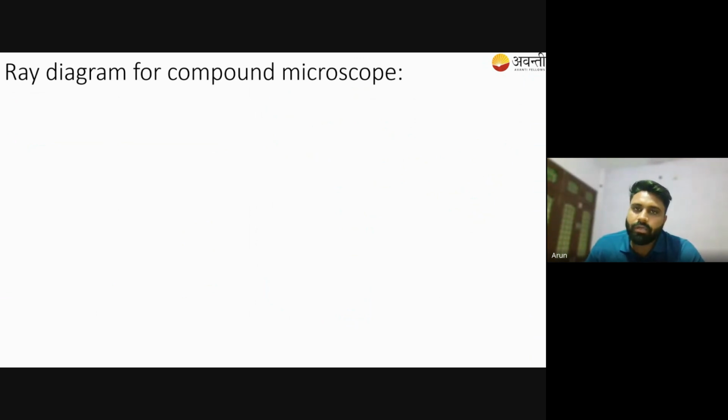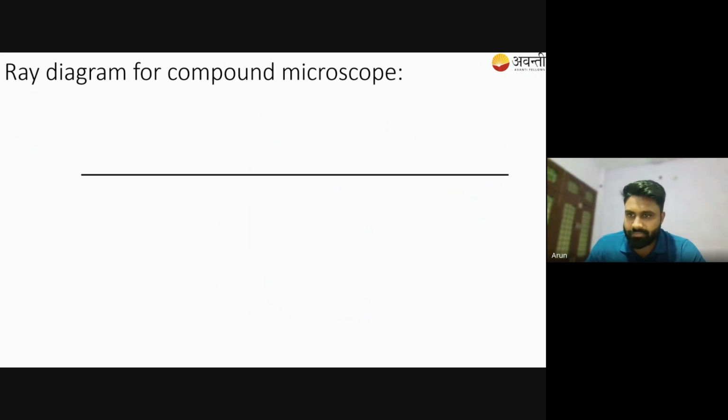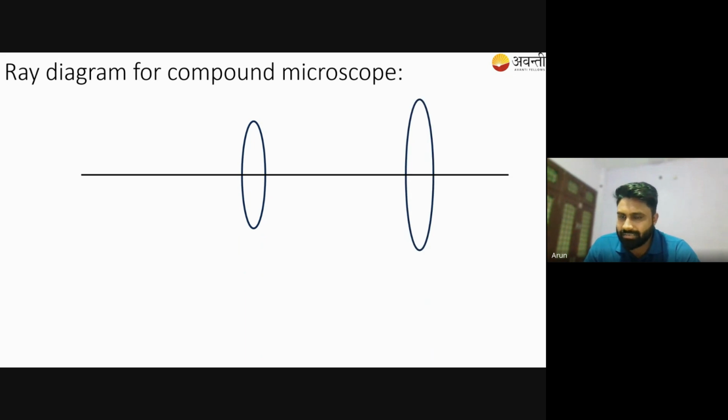So, ray diagram for compound microscope. Okay. Now this is the principal axis first of all. I will make all the diagram here in animated form so that you will understand it better. This is the principal axis. Now this is one of the lenses. This is the second lens. In this, the eyepiece, the lens of the eyepiece is smaller. Here the object is placed.